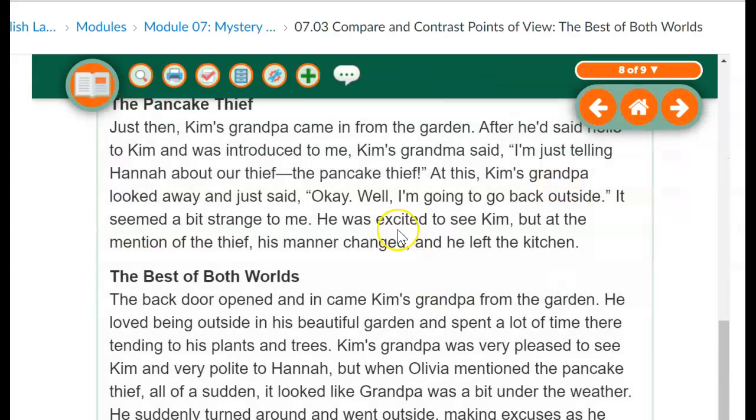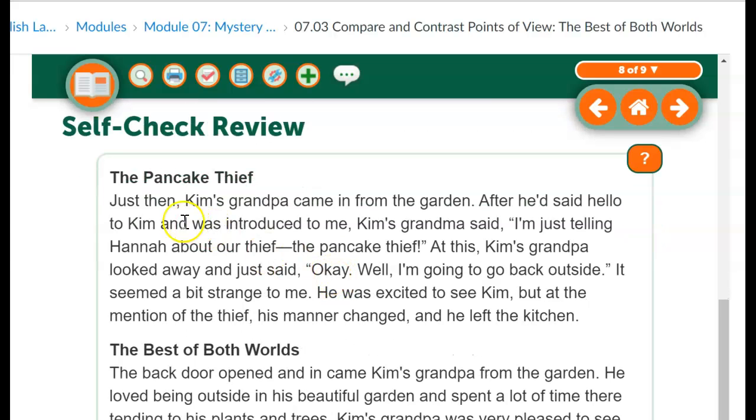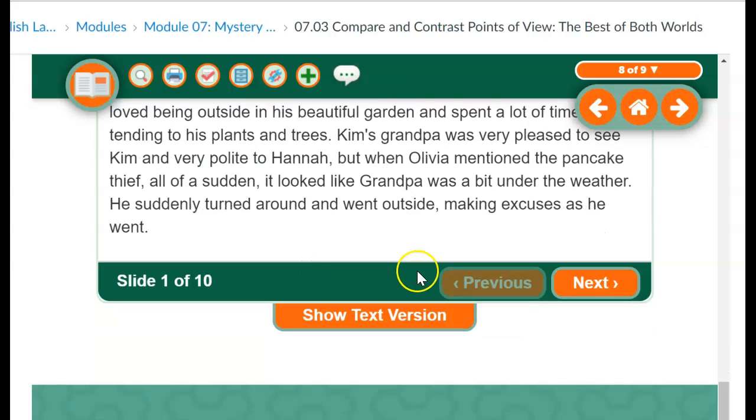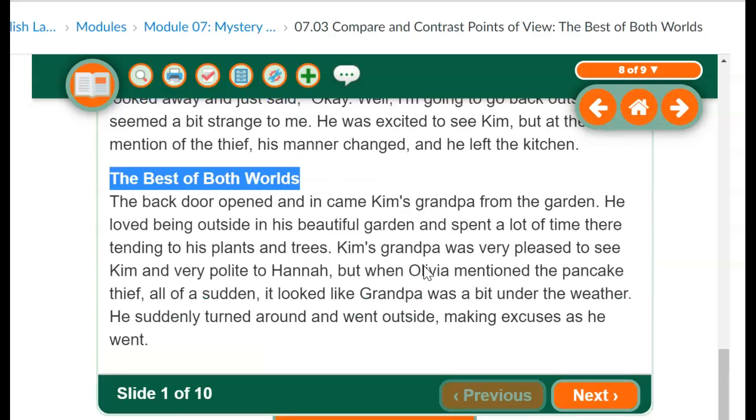So we're going to take a look at little clips from The Pancake Thief and The Best of Both Worlds, and then we're going to answer some questions to compare and contrast the two.